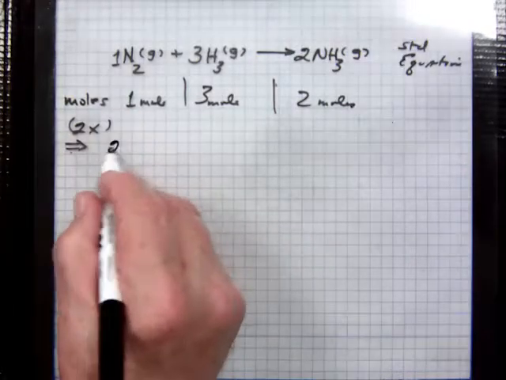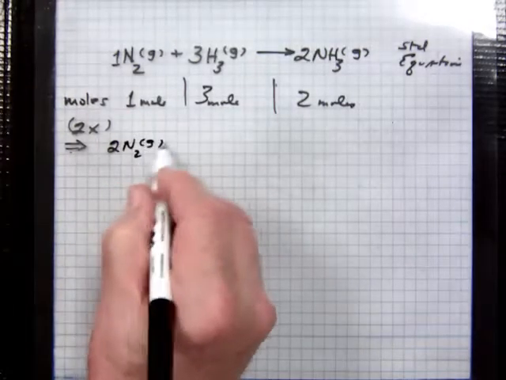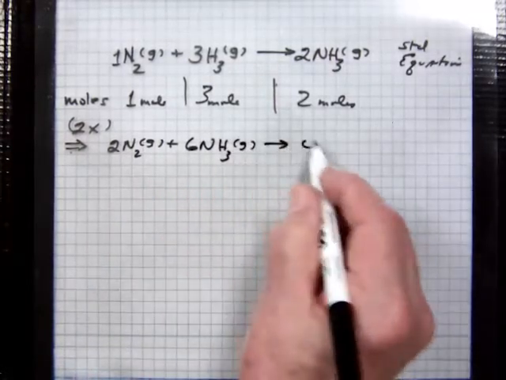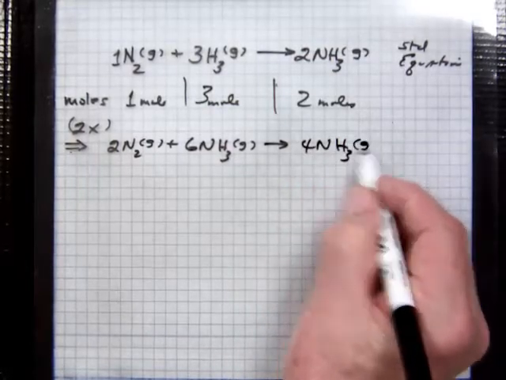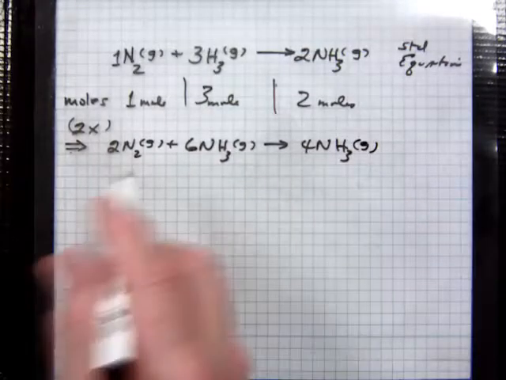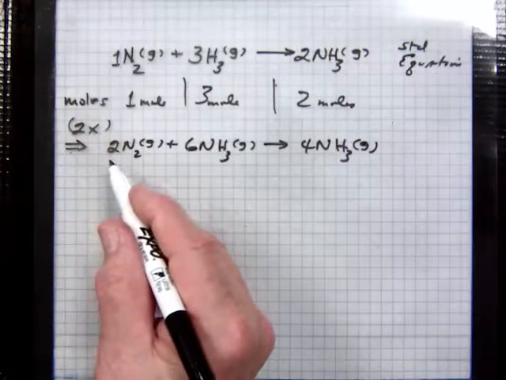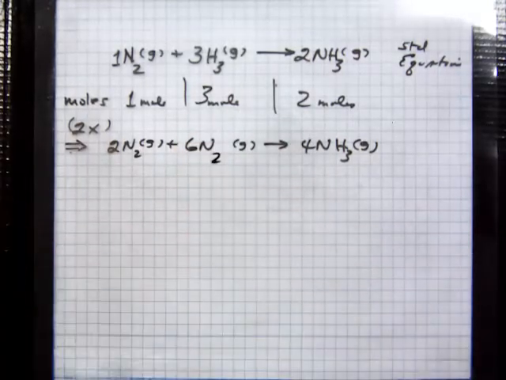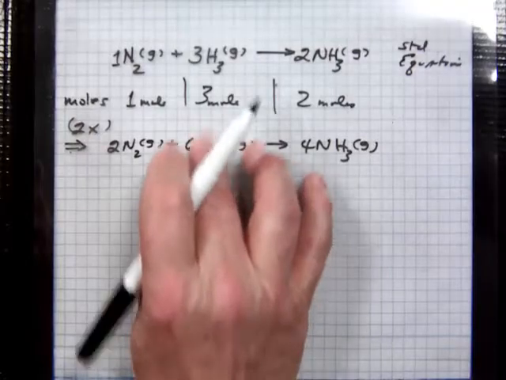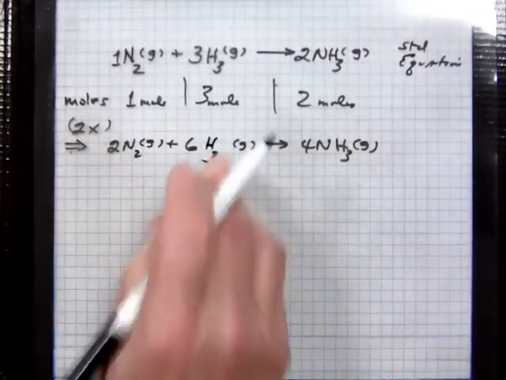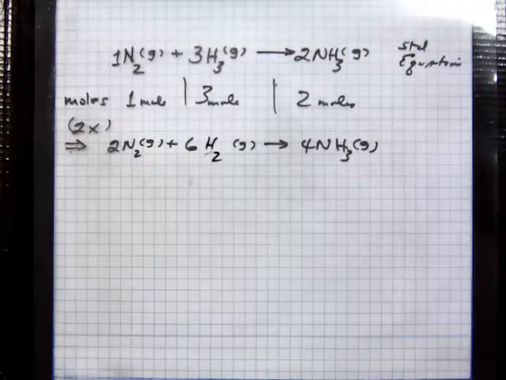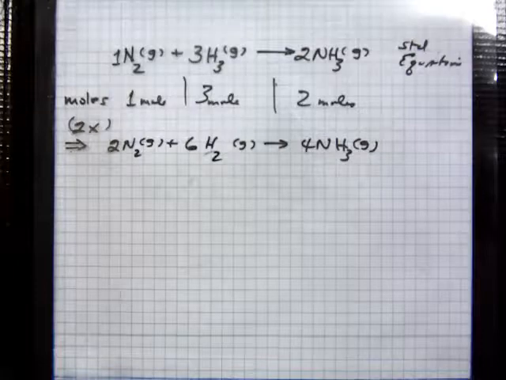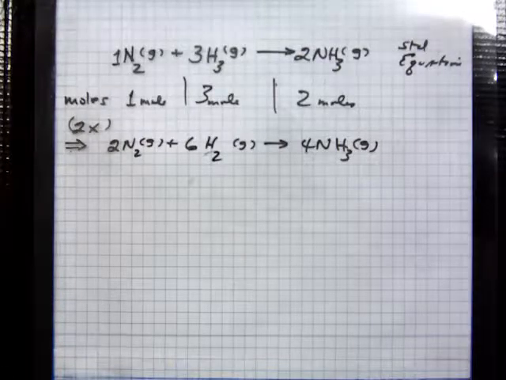And I can have this expression, and that will work fine. If I mix 2 moles of nitrogen gas with 6 moles of hydrogen gas, it will always give you 4 moles of ammonia. And that's a balanced equation.